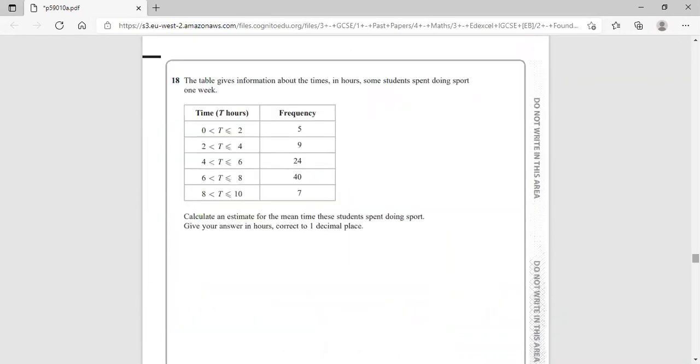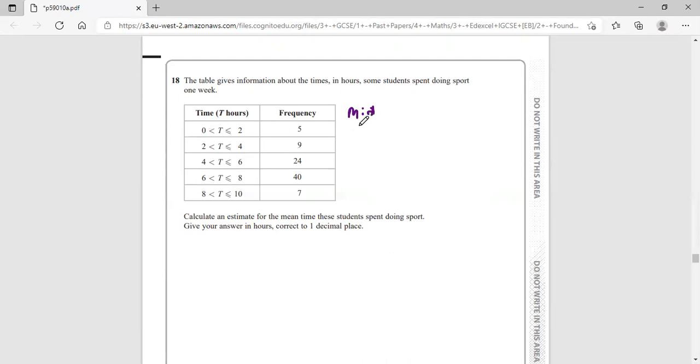Okay, question 18. The table gives information about the times in hours some students spent doing sports 1 week. Calculate an estimate for the mean time these students spent doing sport. Give your answer in hours correct to 1 decimal place. So first of all, we need to make a third column on this table called midpoint. So I'm just going to put mid, and it's the midpoint of the hours.